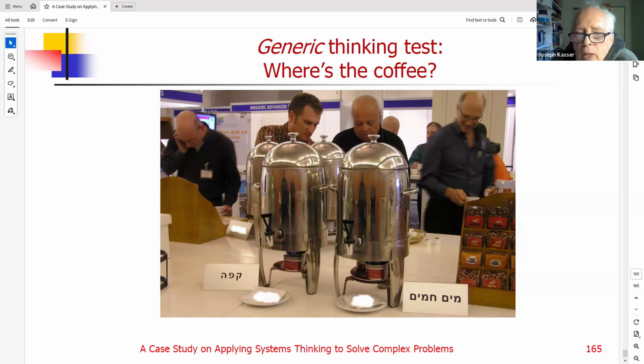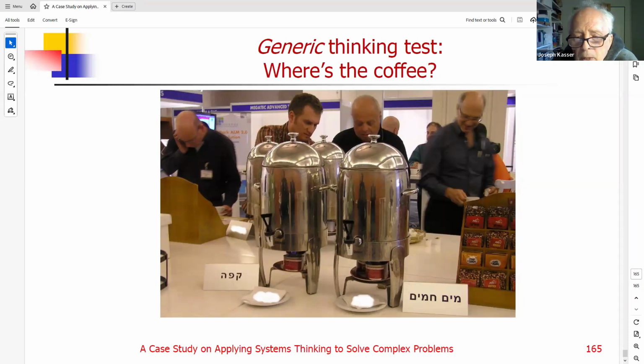And so there's several ways of figuring it out. One is I could use the assumption, and notice I said assumption, that there's a logical order in placement, and there's packets of powder on one side, so I could make the logical assumption that it would be next to the hot water, and the coffee would be in the one furthest away from the packets.